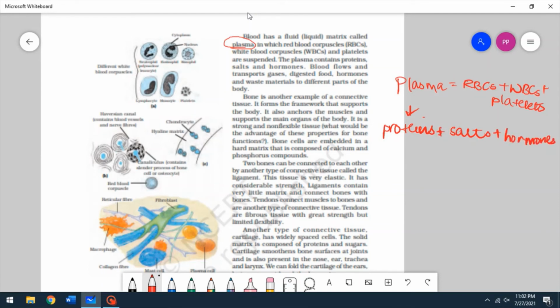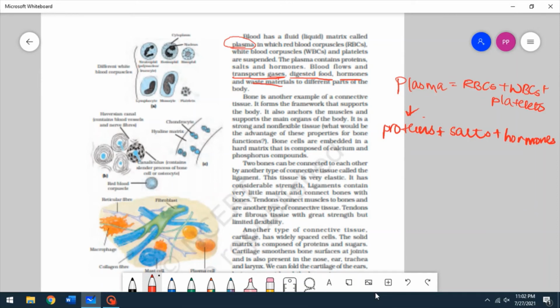Blood flows and transports gases. So these are the different functions. It transports gases, it transports digested food, it transports hormones, and it transports waste material to different parts of the body.